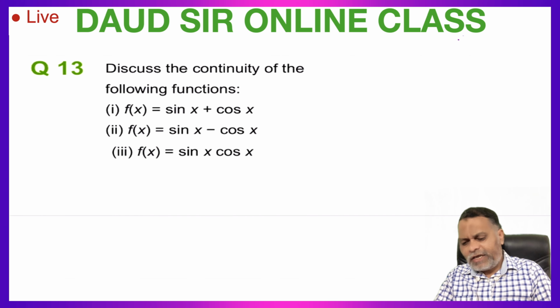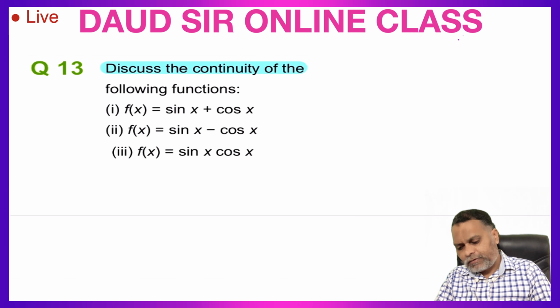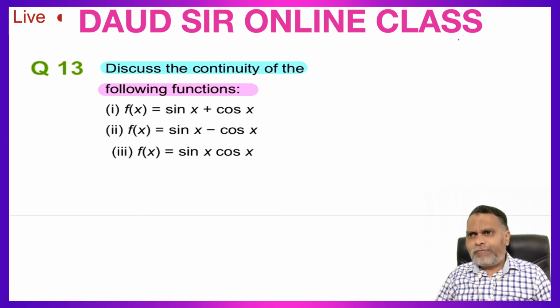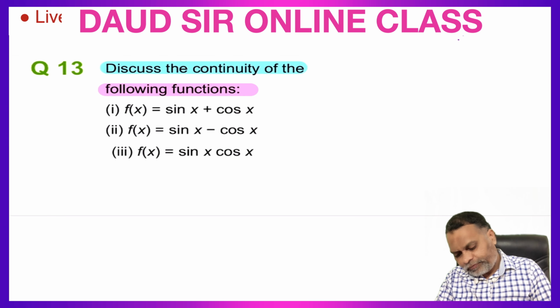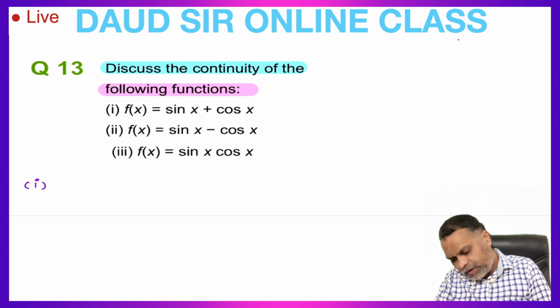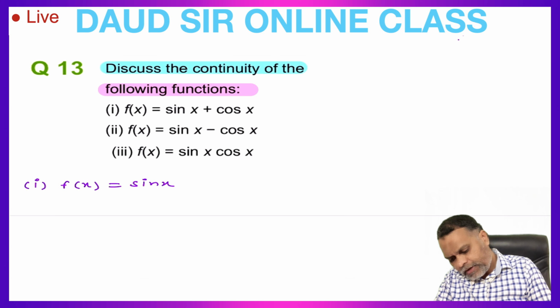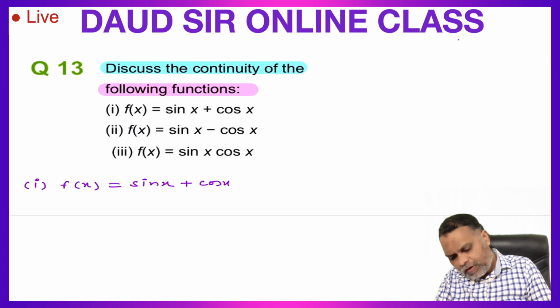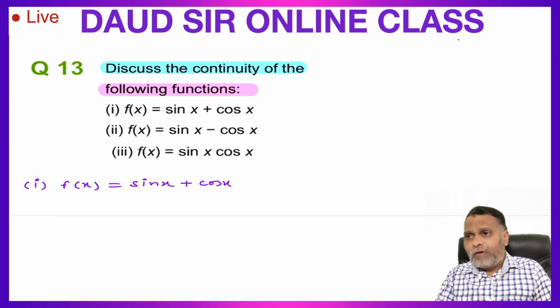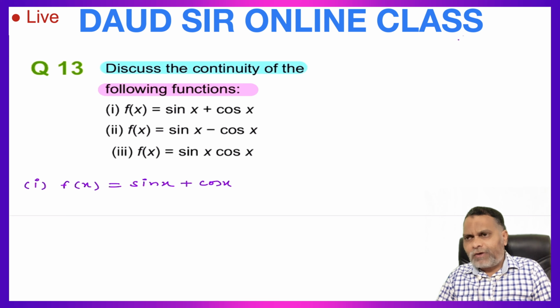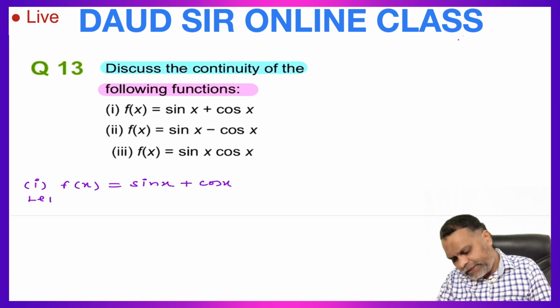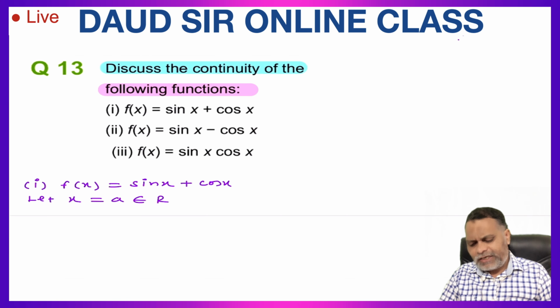Question number 13. Discuss the continuity of the following functions. Three functions are given, we have to discuss their continuity. First part, f of x is equal to sin x plus cos x. For discussing the continuity, we require one point. So let us consider x is equal to a and a belongs to any real number. Any real number we can take.